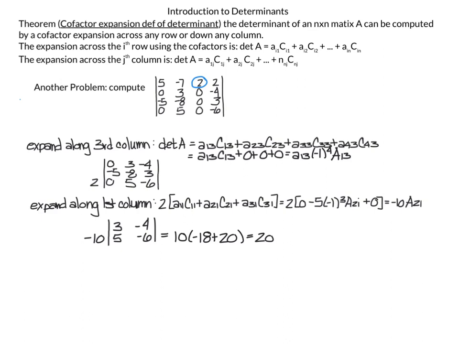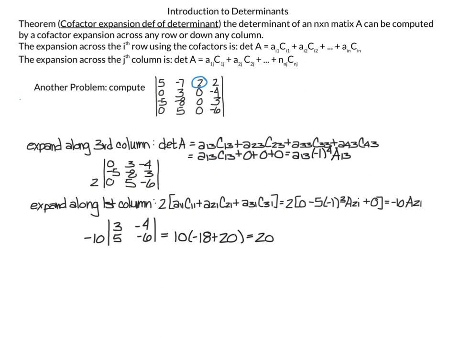So first, we have the determinant of A is now equal to A13, first row, third column, times C13. Now we want the second row, third column, A23 times C23. Third row, third column, A33 times C33, and then fourth row, third column, A43 times C43. These entries, A23, A33, A43, are all 0, so we're left with A13, C13.